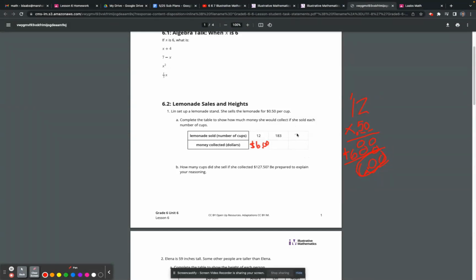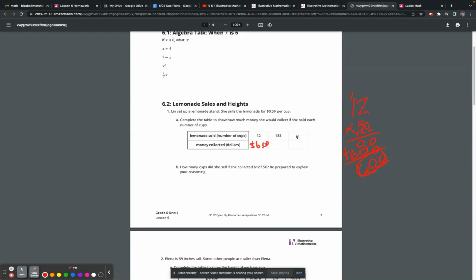Now, when you get to C here, that's just saying that we're going to write an equation, or say how much she would have if she sold this unknown amount of cups. We don't know what the amount of cups is that she sold. It's just saying that C is the amount, meaning it's an unknown amount. So we're not going to be able to give an exact answer of money collected because we don't know what that C amount is.